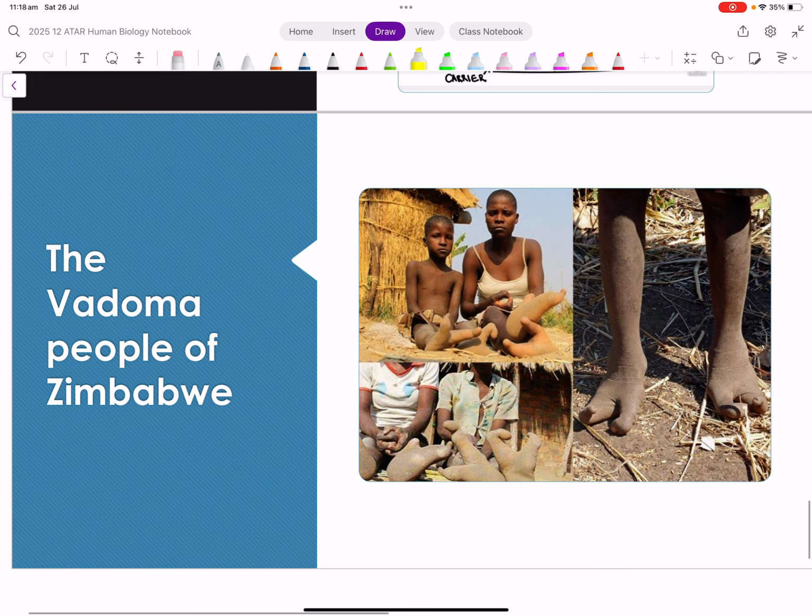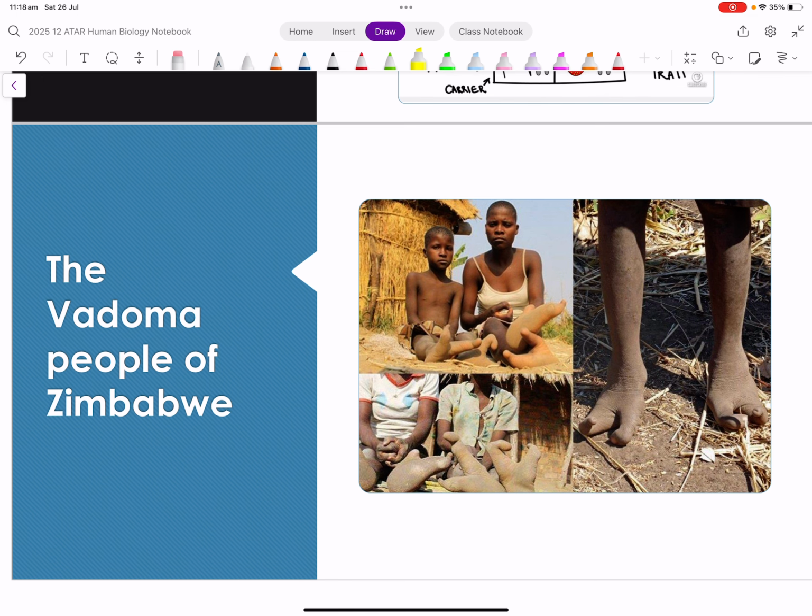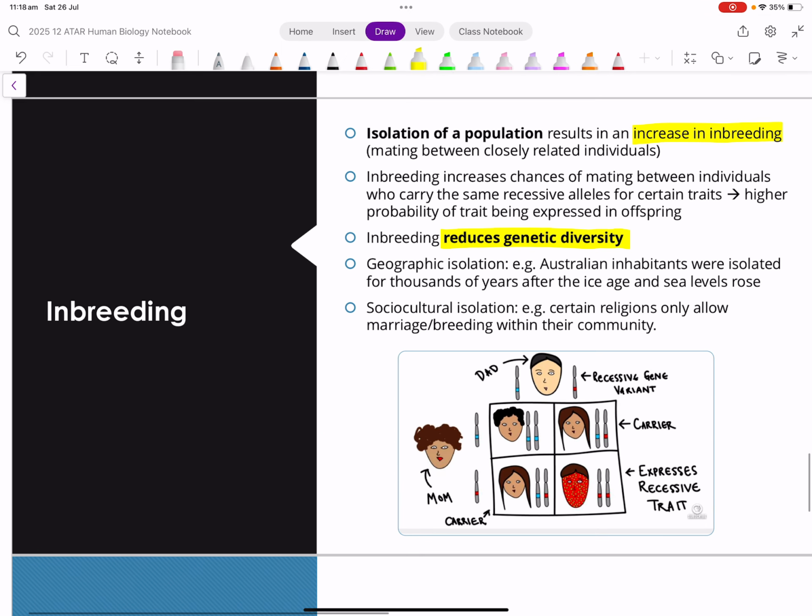So an example of a small population group is the Vadoma people within Zimbabwe, and they're sometimes referred to as the ostrich foot people of Vadoma. As we can see here, their feet have this unique congenital deformity where the number of toes is significantly reduced, and they resemble the feet more of an ostrich than a traditional human foot, if you like. So this is an example of a small population with limited gene flow, and as a consequence, these particular recessive traits have a higher probability of being expressed, and it's reduced the genetic diversity of that population.